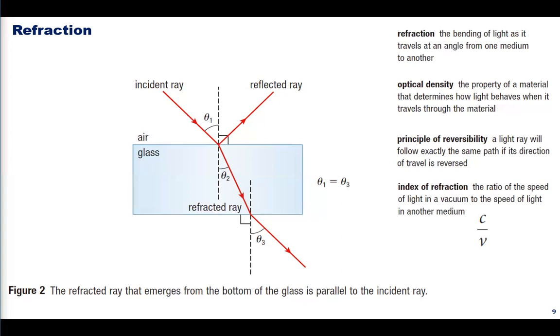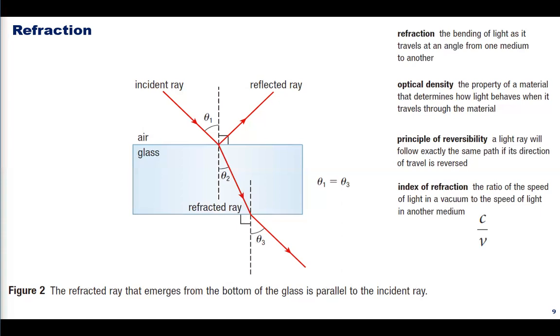If we extend the refracted ray in figure 1 to show the light leaving the glass and entering the air again, you would see that the light is refracted away from the normal and emerges parallel to the incident ray. This is shown here in figure 2. It's an example of the principle of reversibility, which states that the path a light ray follows remains the same if its direction of travel is reversed.